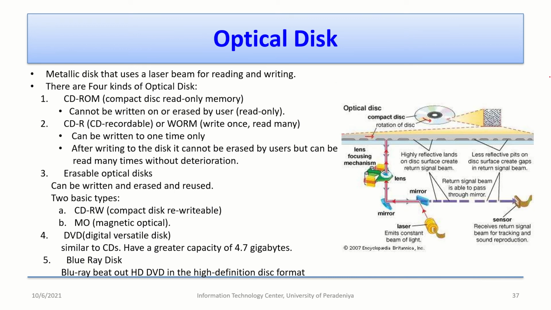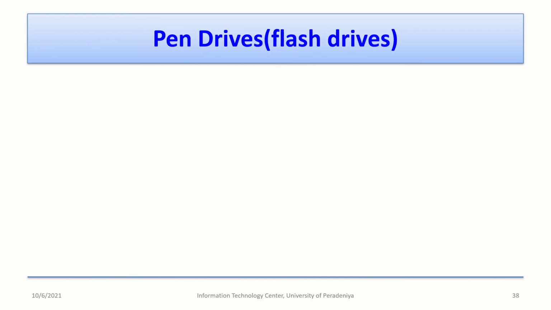This is the summary of the optical disc. They use a laser beam for reading and writing purposes. Here we have what we call lands and pits. These are called lands, and then we have pits. The lands and pits are created using the laser beam. So that's about the optical disc.